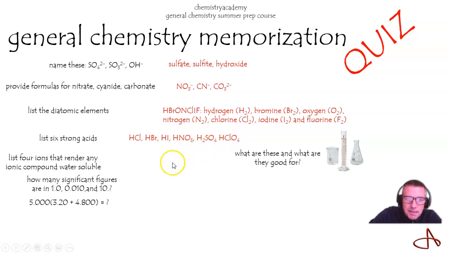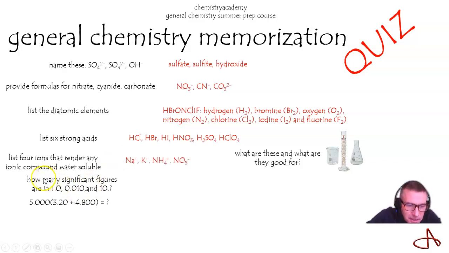Nitric, sulfuric, and perchloric. Hey, list 4 ions that if you see them, that ionic compound is water soluble. End of story. I hope you remembered that. SPAM mnemonic. So sodium, potassium, ammonium, and nitrate.